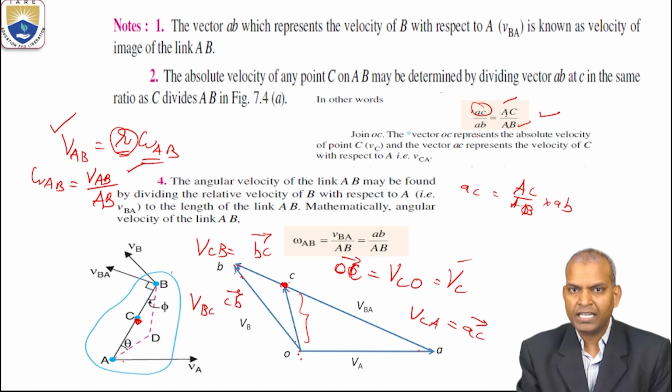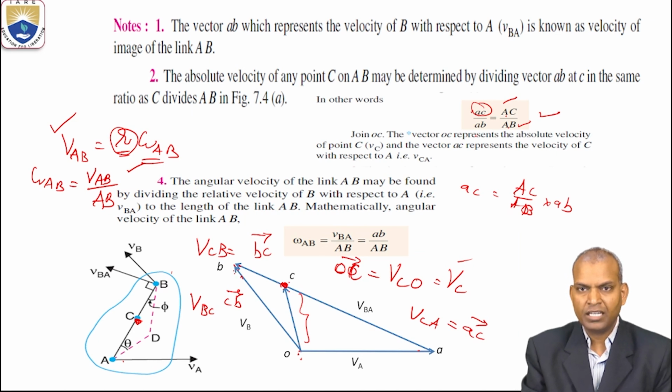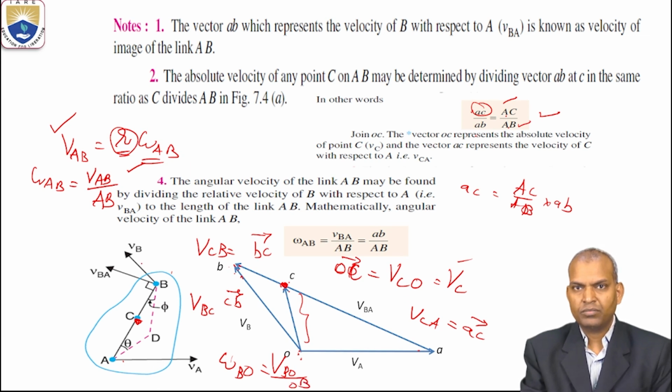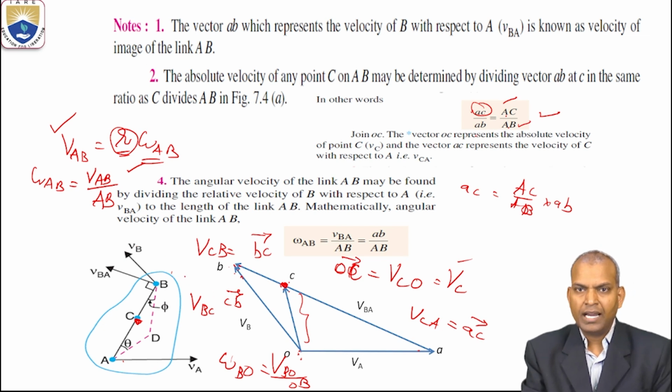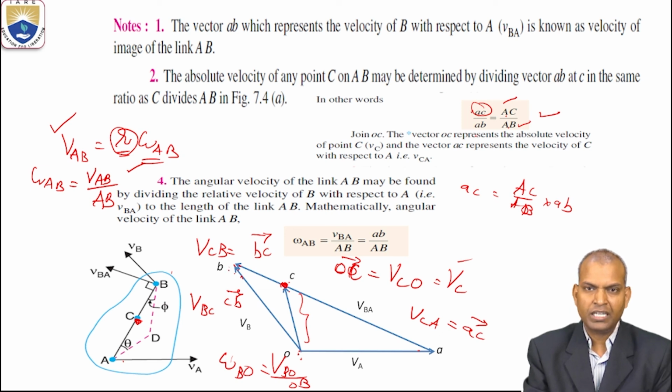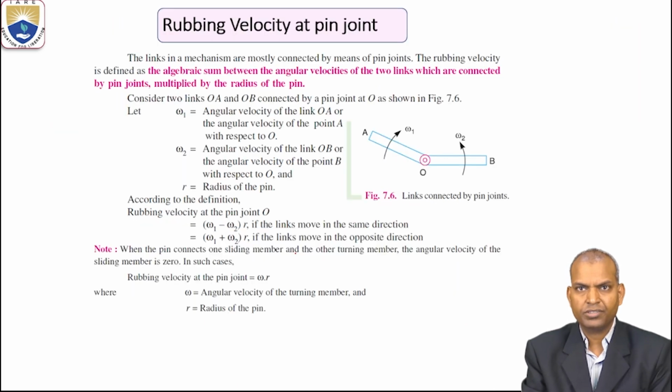Suppose you want to find the angular velocity of B with respect to O, that is omega BO. We can find it as VBO divided by the length of the link OB. Thus we can find these mathematically by using these relations after drawing the velocity diagram and measuring the related velocity values of different points on different links of different mechanisms. We can find the angular velocities, absolute velocities and relative velocities of various links.